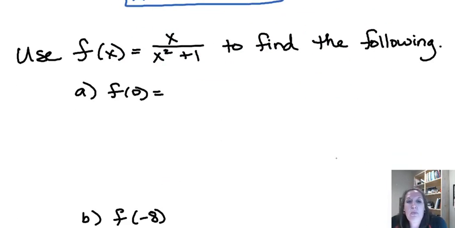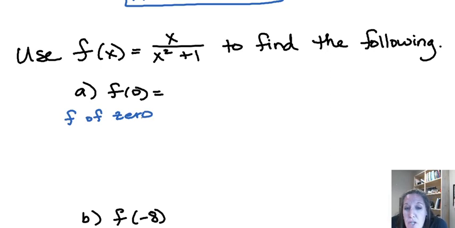All right, our next example, we're given the function f of x equals x over x squared plus 1, and we're asked to find the following. f of 0 is the first thing. So the notation that we have here, f open parentheses, 0 close parentheses, is read f of, in this case, the number in there, 0.